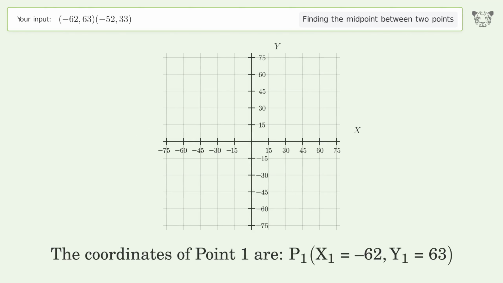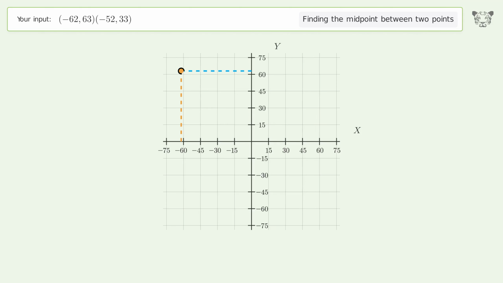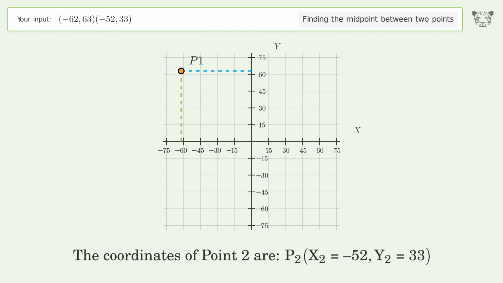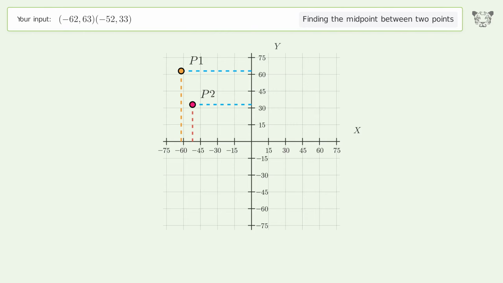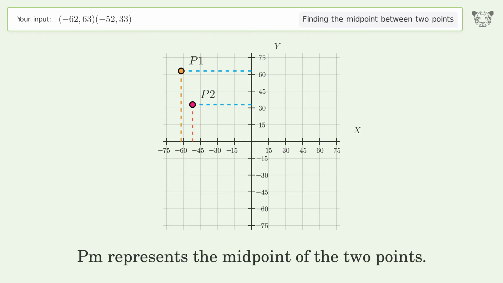The coordinates of point 1 are x1 equals -62, y1 equals 63. The coordinates of point 2 are x2 equals -52, y2 equals 33. PM represents the midpoint of the 2 points.